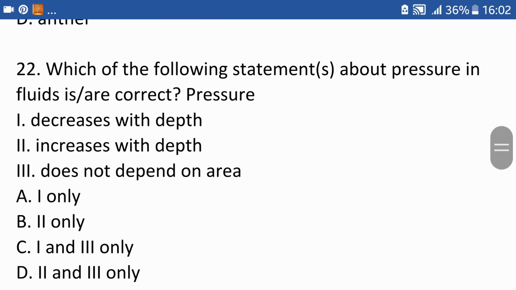Which of the following statements about pressure in fluids is or are correct? Pressure decreases with depth. Pressure increases with depth. Pressure does not depend on area. So pressure decreases with depth, increases with depth, does not depend on area. So you choose the right answer.